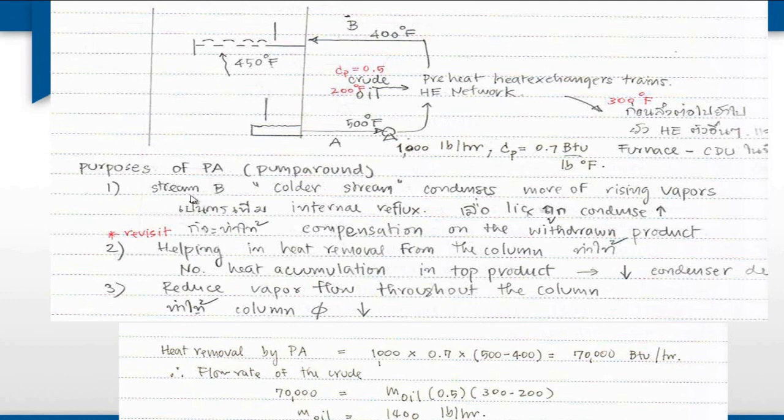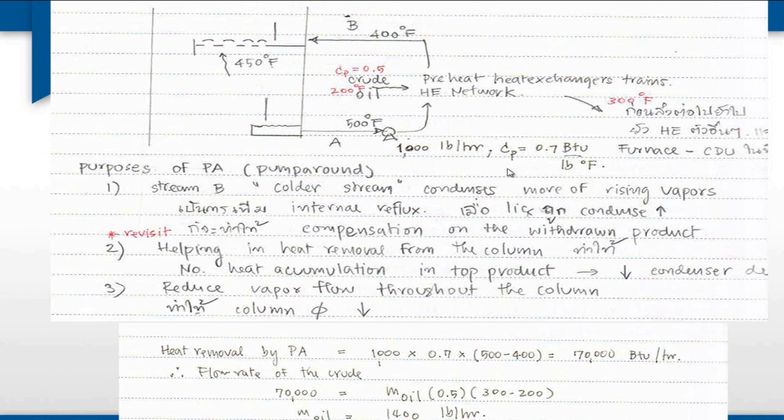The first one, as you can see from here, stream B, which is the colder stream, condenses more rising vapor and sends it back to the tray above. This will help to increase the internal reflux. So then the liquid will be condensed more, and this will also compensate for the withdrawal of the product out at a certain tray here.